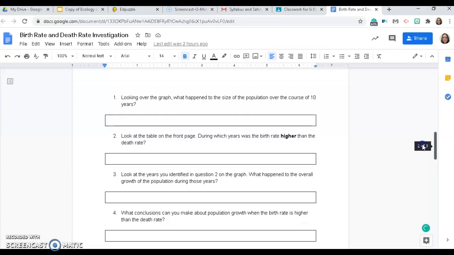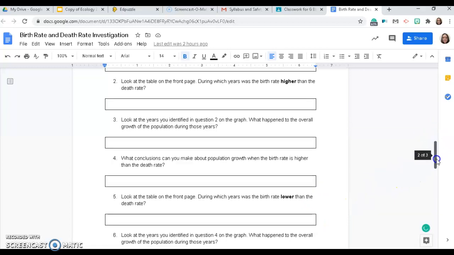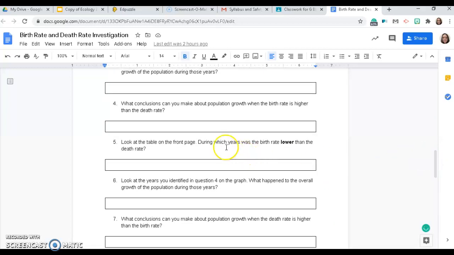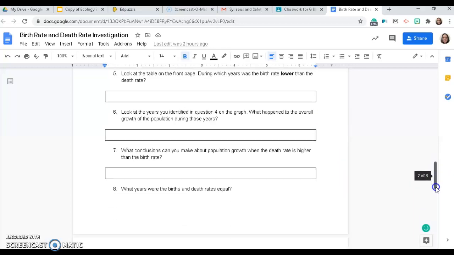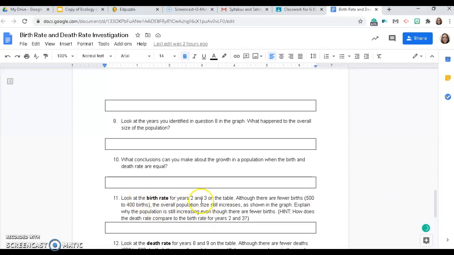So the questions have you compare birth rate to death rate during certain years. They have you make conclusions about the population growth when birth rate is higher than the death rate, and during the years when the birth rate was lower than the death rate. What happens when the birth and death rate is equal, and then you're comparing birth rates from year to year.